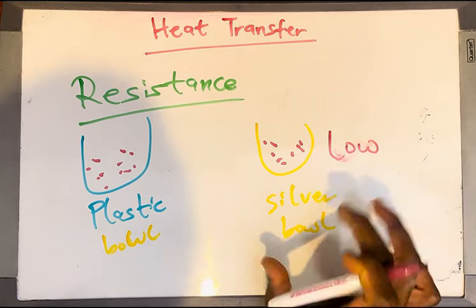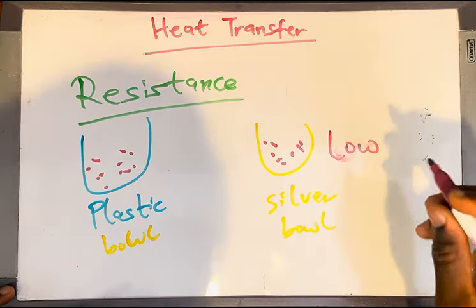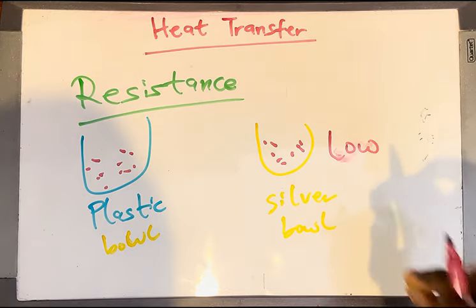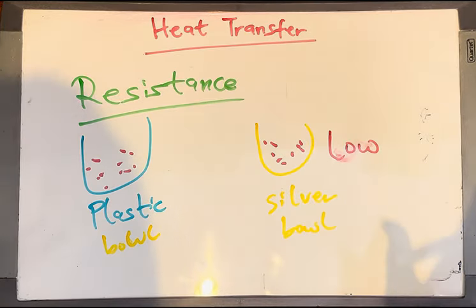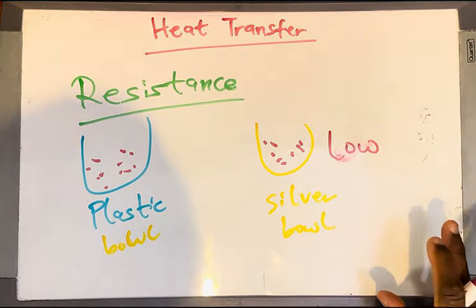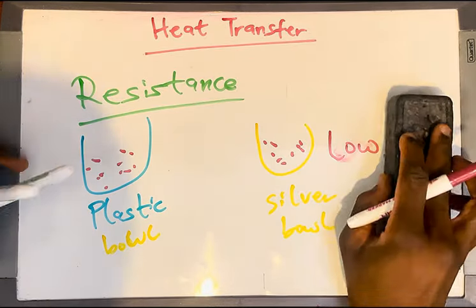Now, when you consider the silver, it has a very low thermal resistance. And because it has a very low thermal resistance, it will not be able to oppose heat flow through it. And hence, within a very short time, the food inside will cool down. So this is an everyday life scenario of thermal resistance.